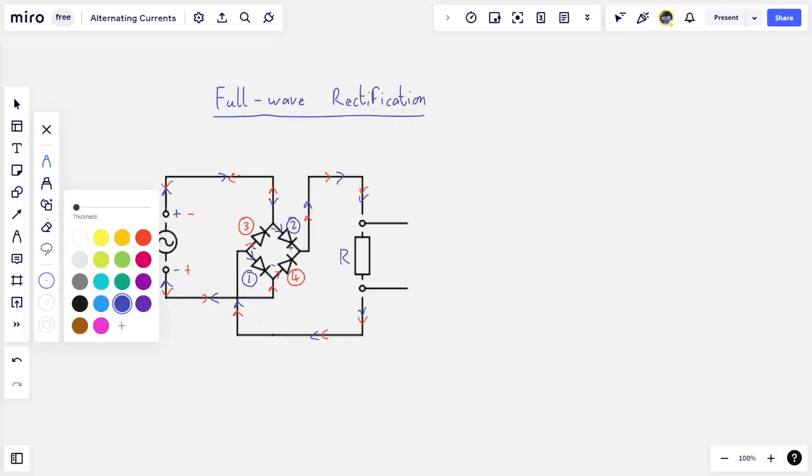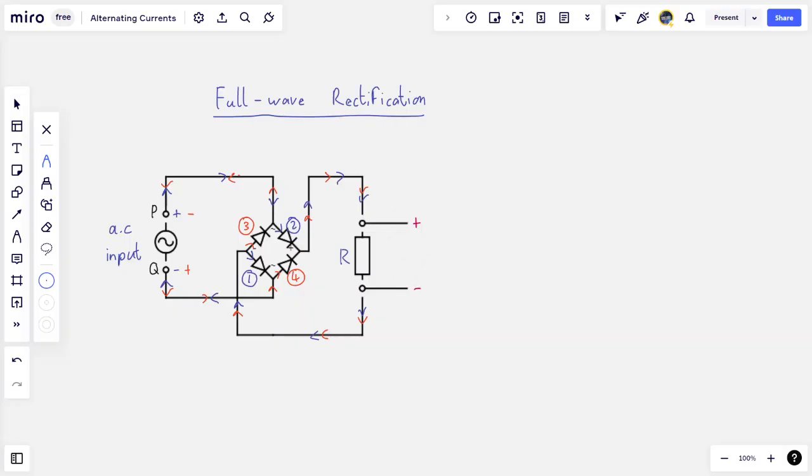Now, for all of this, there's something very important that's happening. Notice the direction of the arrows at all points being against each other, but the direction of the arrows through the resistor are in one direction. The current only flows in one direction through the resistor. If I measure the output voltage through this resistor, it will be DC, positive to negative. It will only be in one direction.